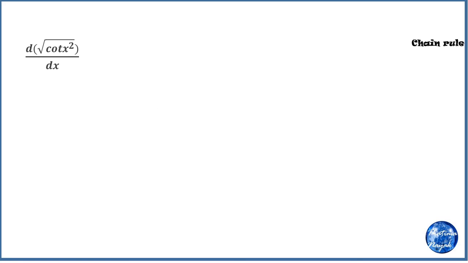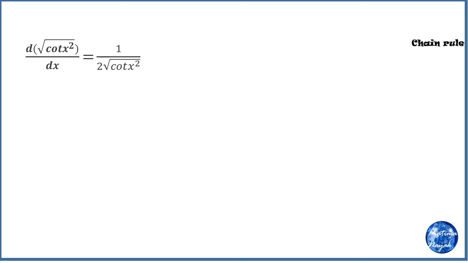Next, under root cot x square. So what is f(x) here? f(x) is equal to under root, and g(x) is cot x square. Again for cot x square you will apply the chain rule again. So first is the square root function. So this will be 1 by 2 under root cot x square, because it is the square root of x.